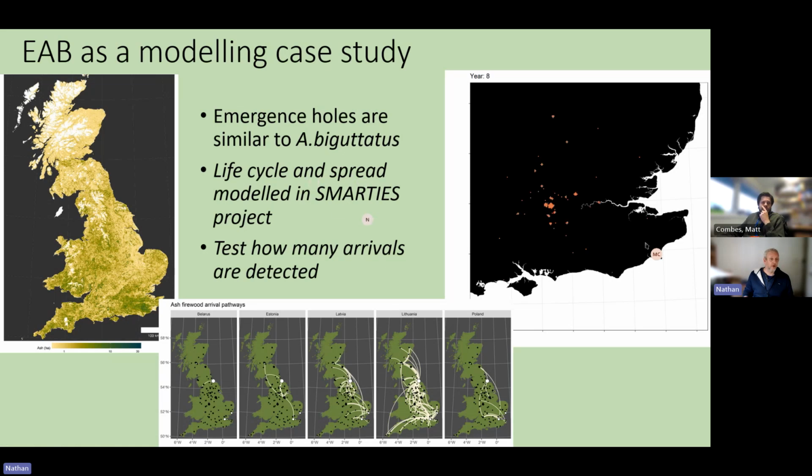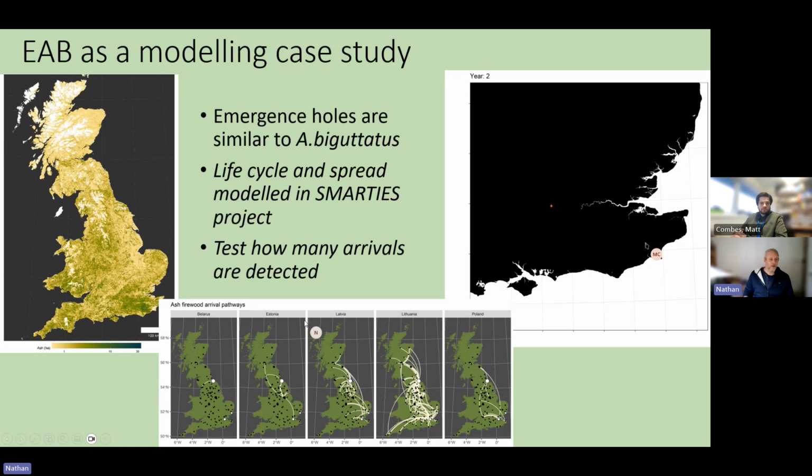It's not here yet, but we can still look at how best to prepare for it before it gets here. We had a big project led by Rothamsted Research called Smarties, and we built a model that had quite a detailed ash landscape, and then lots of parameters describing the beetle life cycle and how it spread around the country. So small local flights and then larger movements with firewood.